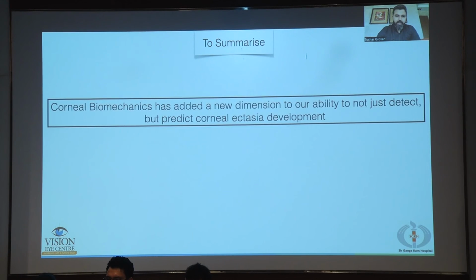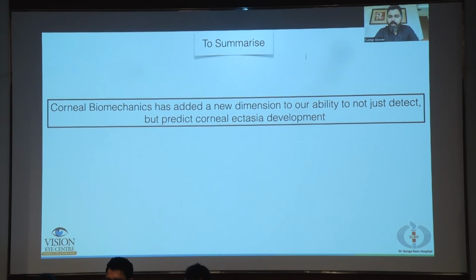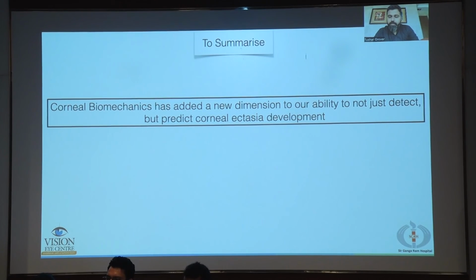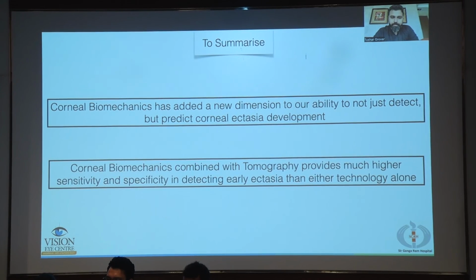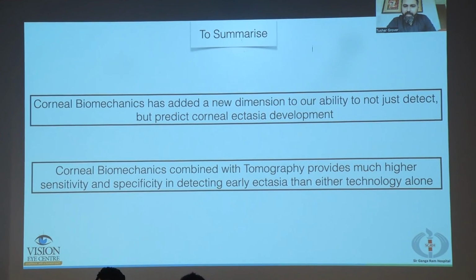So to summarize, corneal biomechanics has definitely added a new dimension to our ability to detect keratoconus, and also in our pre-operative screening for refractive patients, to detect the possibility of these patients developing ectasia later on. And corneal biomechanics combined with tomography is definitely the way to go. It has significantly increased our sensitivity and specificity in detecting ectasia and being able to predict ectasia.